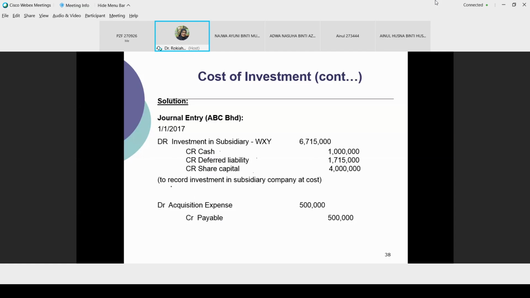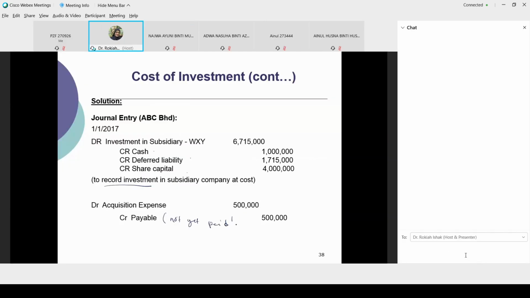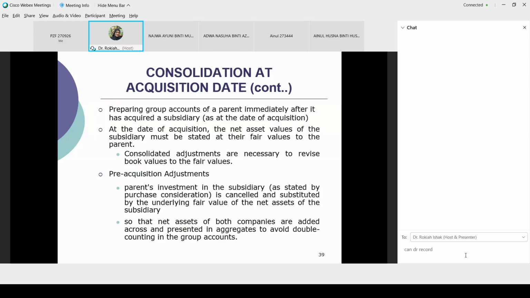And then the second one is to record the acquisition expense. Since the acquisition expense is not yet paid, you are going to use payables because it is not yet paid. So credit a payables account. So we have done this one. Okay, so this is to prepare the consideration at the acquisition date.